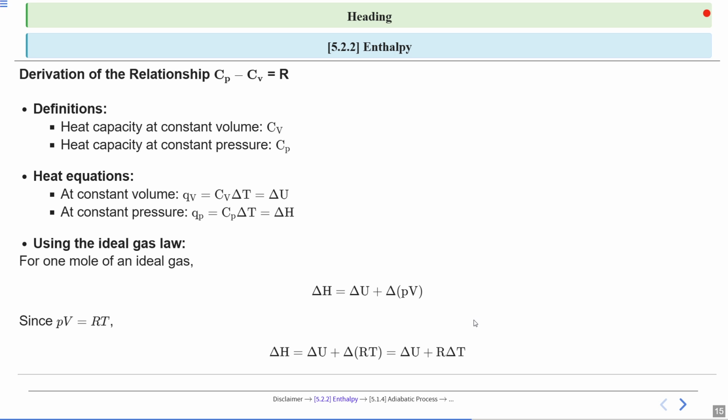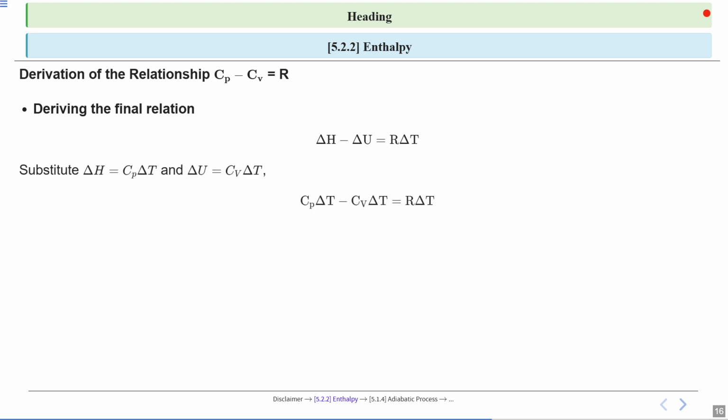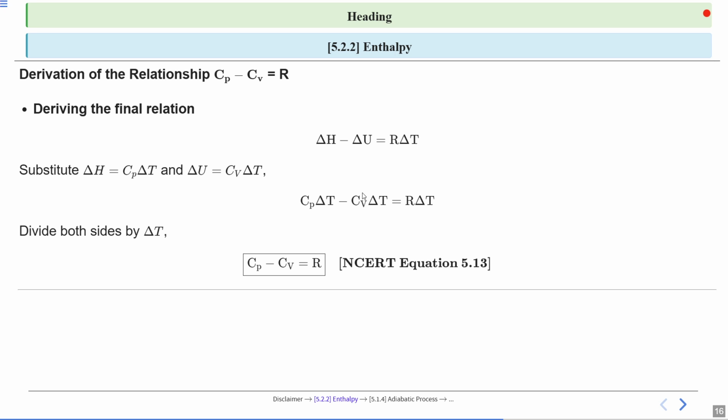Now let us move further on this derivation. We know already that delta H minus delta U is equal to R delta T. Then substituting the delta H and delta U from the previous equations, we can write Cp delta T minus Cv delta T is equal to R delta T. It's very simple. This is directly from our previous equation. Or else we can divide the whole thing by delta T and we will get Cp minus Cv is equal to R. So this is equation number 5.13, and this is a very important relation.